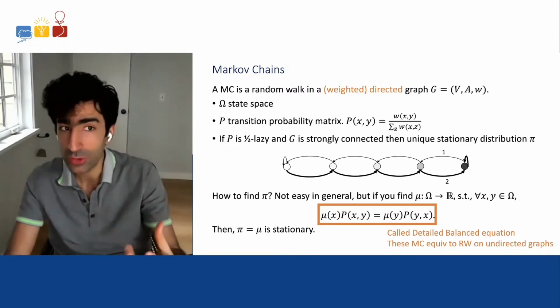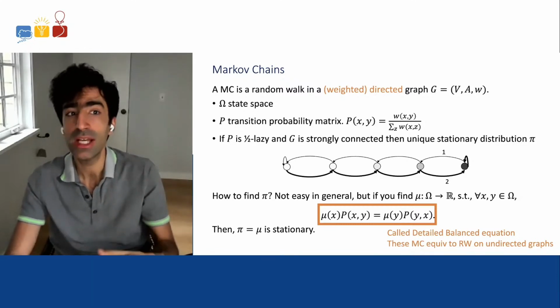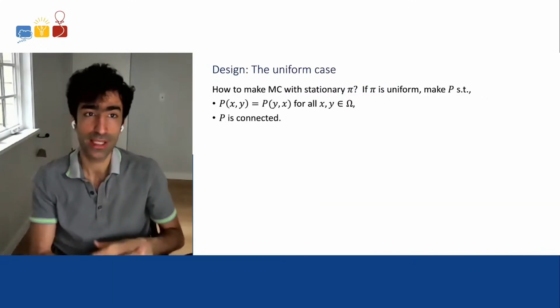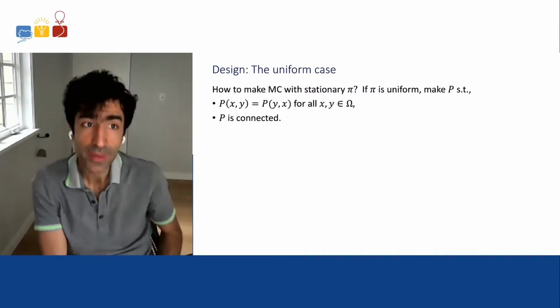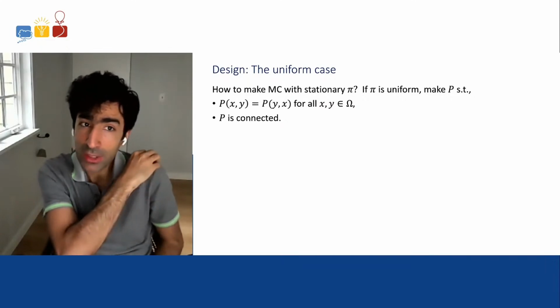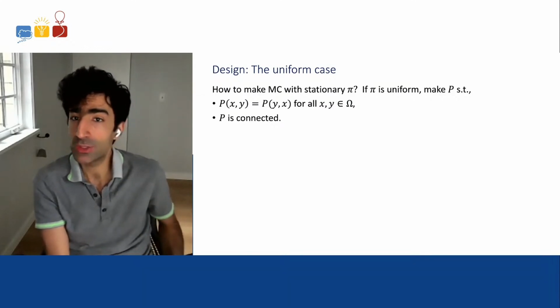So what I want to do now is to give you some examples of how to design a Markov chain that has a given probability distribution. Okay, so let's go to the design part. Let's start with a simpler case. Let's say you want to design a Markov chain with a stationary distribution pi, and let's say pi is uniform.